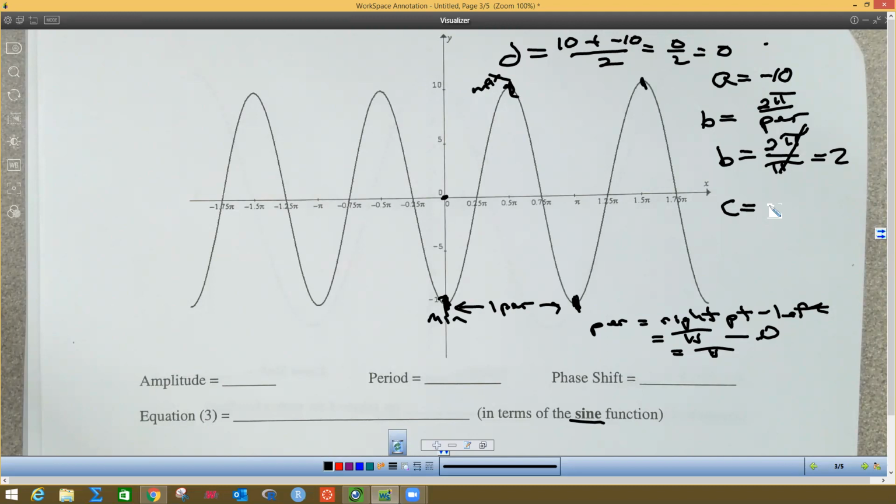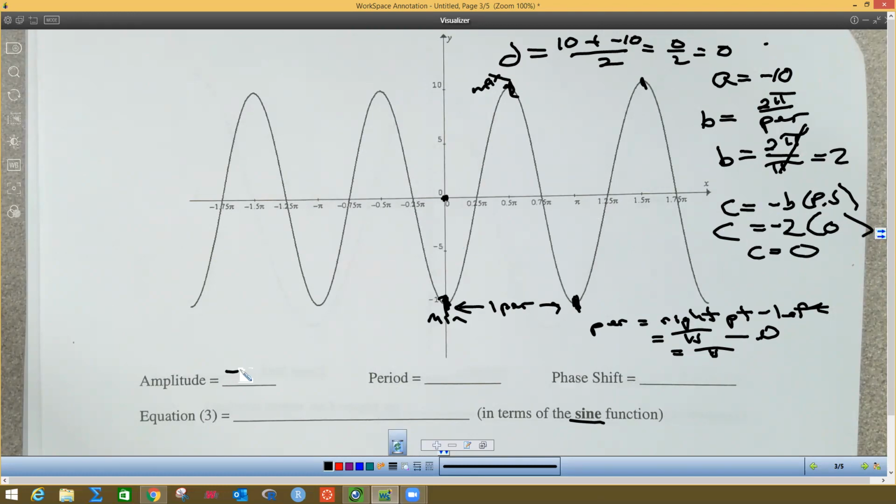C equals -B times the phase shift. So that means my B is 2, so that's -2. Take that 2 and get -2, and I'm going to find the phase shift. How far did I shift from here to get to this min here? How far did I move right or left to get to there? Anybody? 0. So my phase shift is 0 on this, so C is also 0.